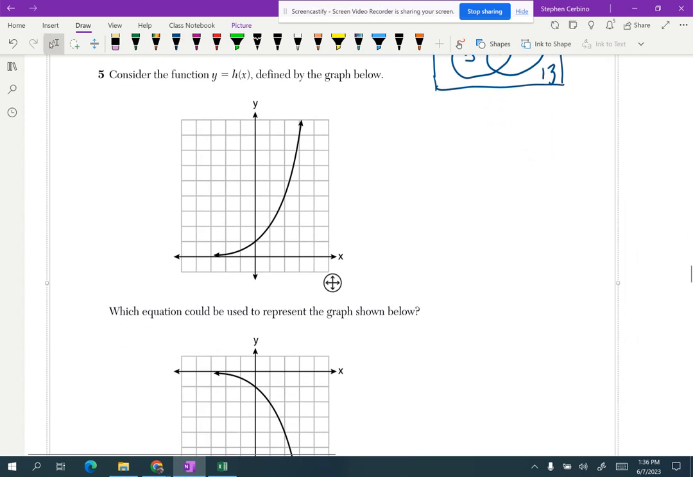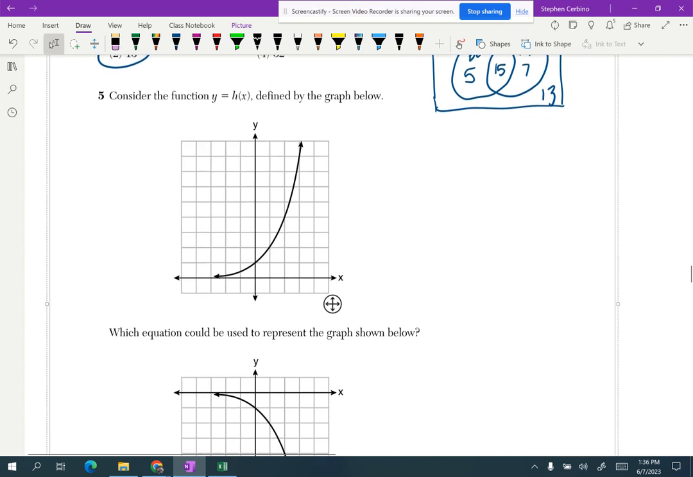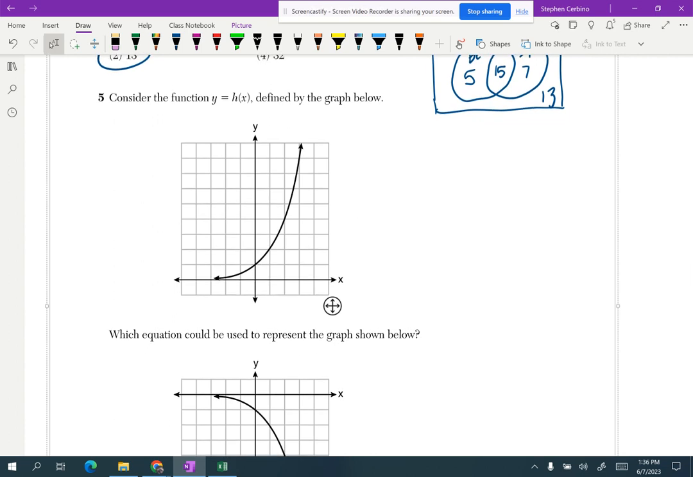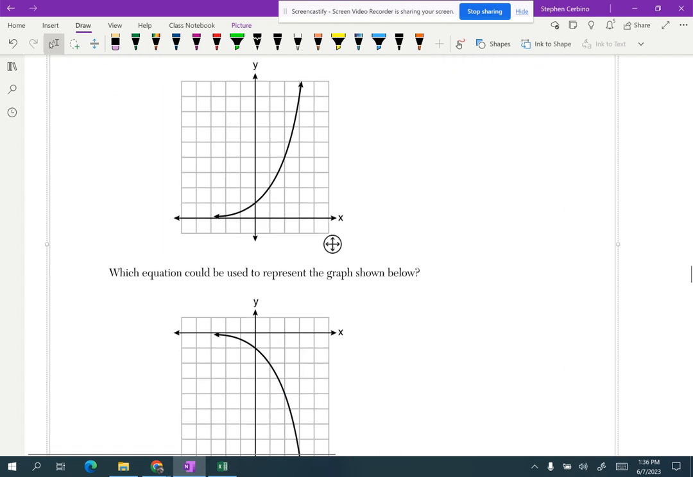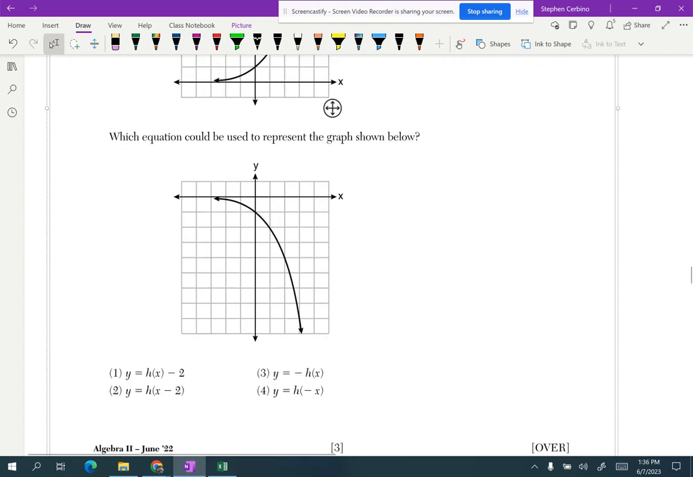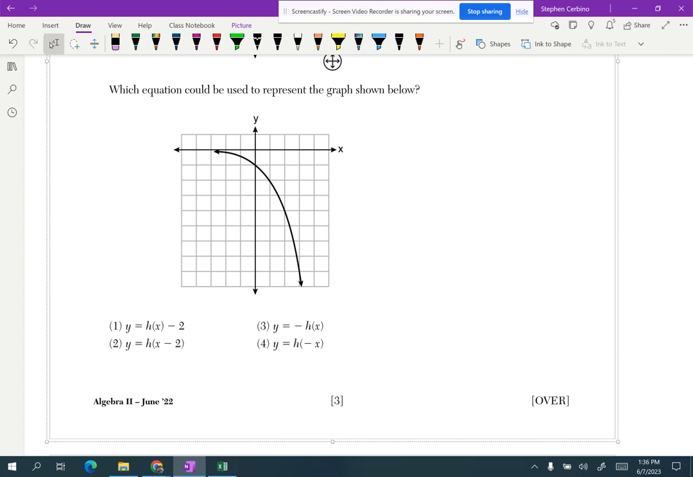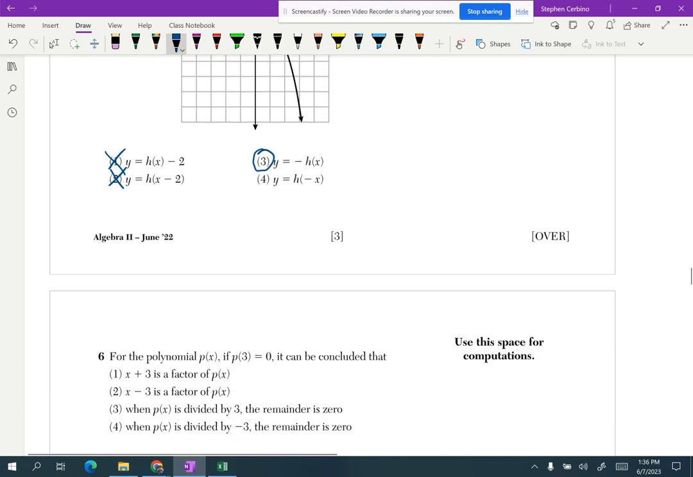Number 5 is just understanding function notation. You should really know this from Algebra 1. It doesn't really matter what the function is. It doesn't matter that it's exponential. So we have this exponential function that flips over the x-axis. Well, to flip something over the x-axis, we wouldn't add or subtract something that shifts it left, right, or up and down. To flip it over the x-axis, it's one of these two, and it's actually choice 3. When we put a negative in front of the function, it reflects it over the x-axis.